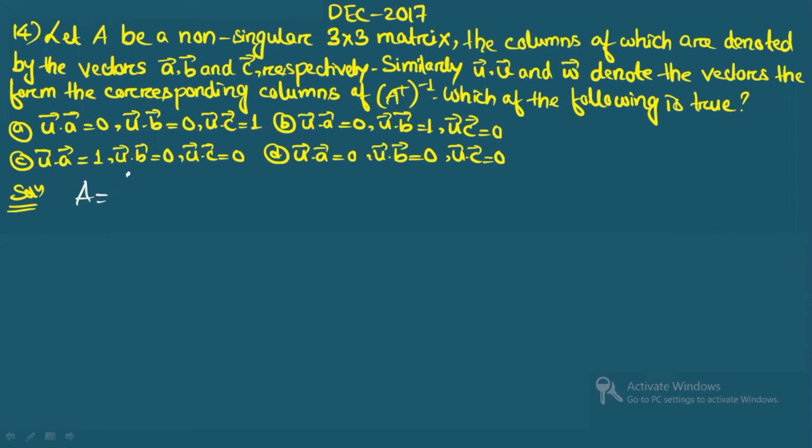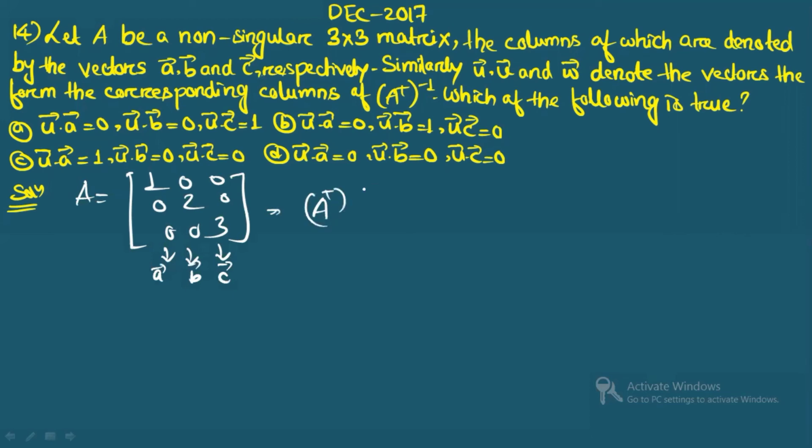So if I consider A to be a matrix, I take a non-singular matrix 1, 2, 3, and this is 0. Its columns are denoted by vector A, vector B, and vector C. All right. Now we will have to find A transpose, then its inverse. So A transpose is equal to what? Just change the rows into columns, columns into rows. Now you will have to find its inverse.